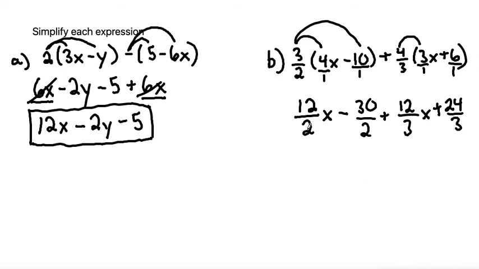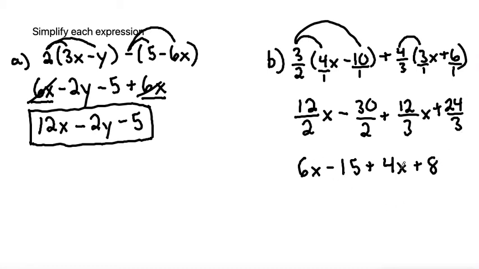From here, we can do some simplifying because 12 divided by 2 is 6. So we can simplify that to 6x. 30 divided by 2 is 15, plus 12 divided by 3 is 4, so 4x, plus 24 divided by 3 is 8.